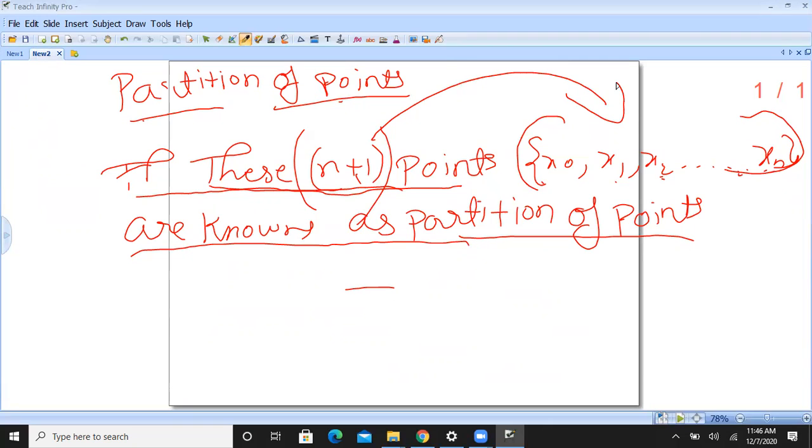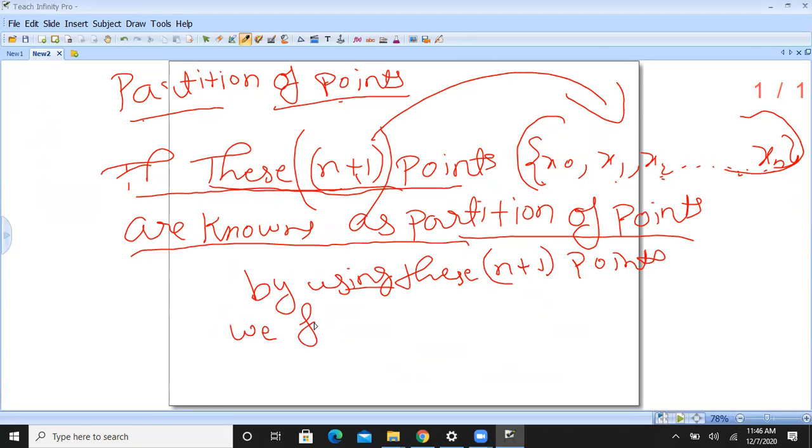Alright, by using these n plus 1 points we can form nth subinterval. Nth subinterval of a comma b.